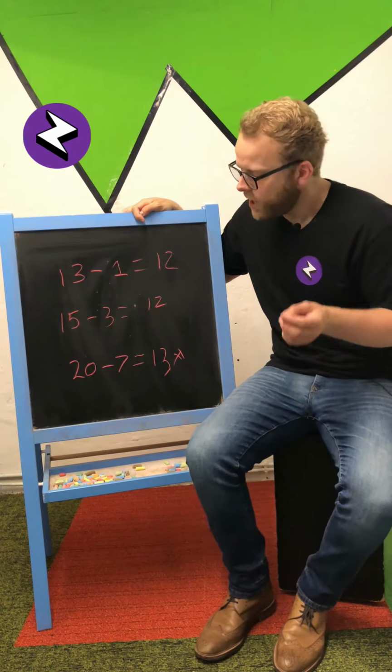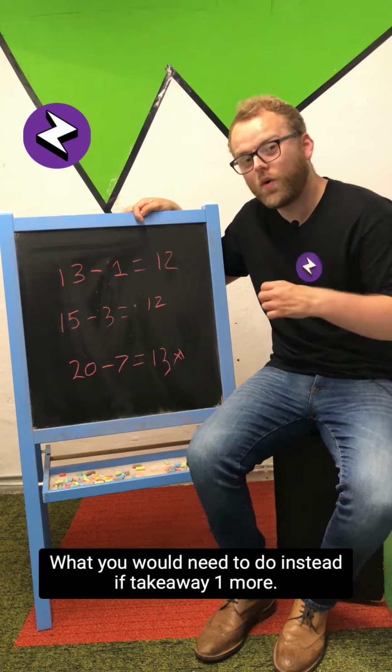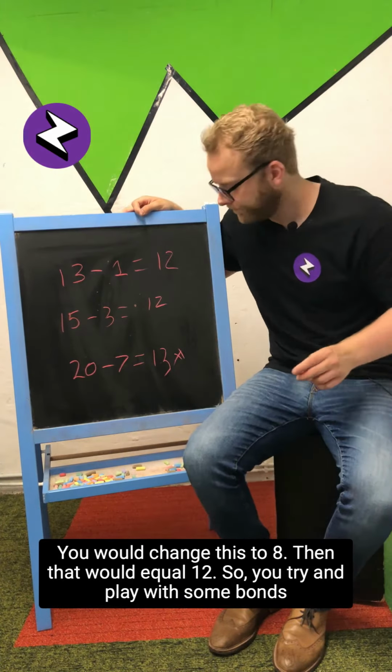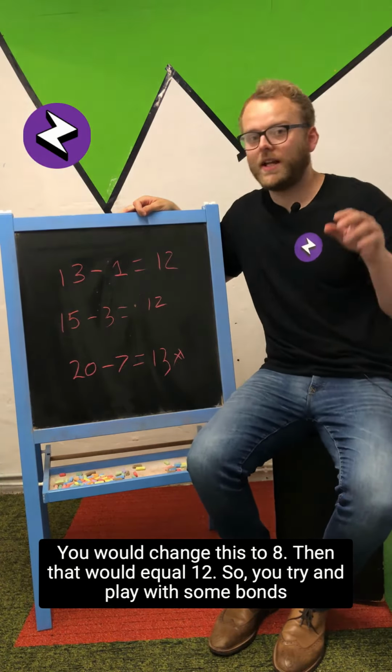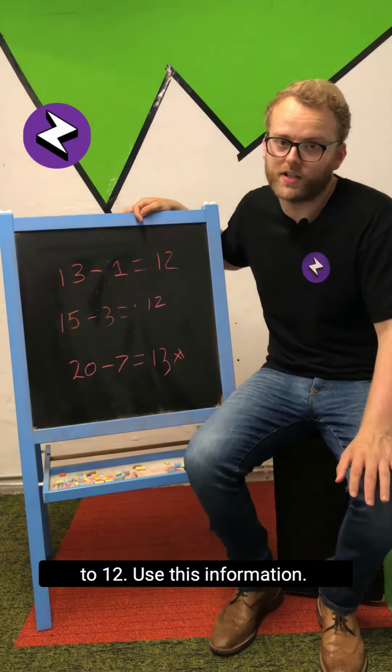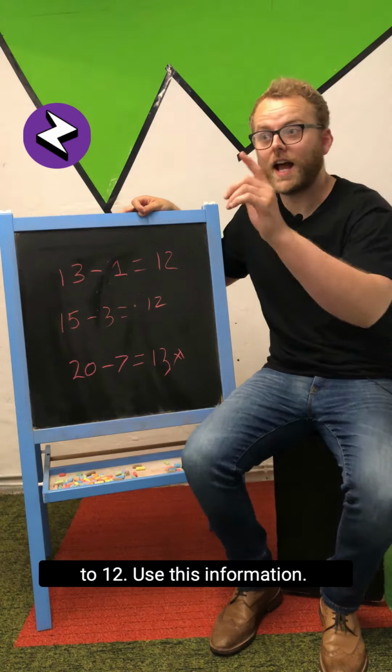So, what you'd need to do instead is do one more. You'd have to change this to 8, then that would equal 12, wouldn't it? So, you try and play some bonds at home and try and find some combinations that add and that subtract to 12, okay? And then use that to play the next games.